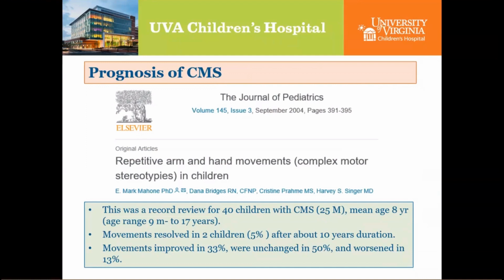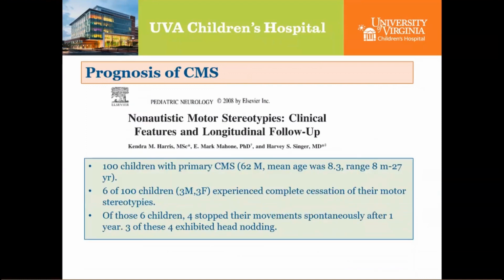There was another study from 2008, again, a much bigger number of patients, 100 patients of primary complex motor stereotypies were followed, and they were contacted to see if their movements had resolved. But again, the chance of these resolving was very small. Of the 100 patients, only 6 of them reported that their movements had stopped. And actually, of the 6 patients, 3 of them had the head nodding motor stereotypy, which is technically more likely to resolve compared to the primary complex motor stereotypy. So basically 3 out of 97 patients with complex motor stereotypies continued to have the movements at the time of this study.